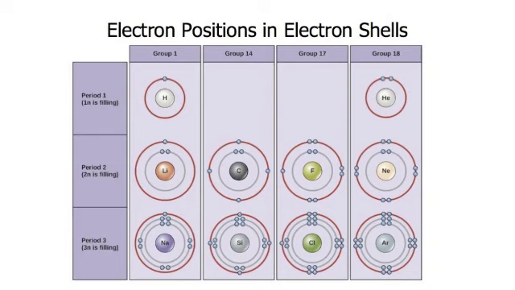I've been using the word valence quite a bit. So when an element has a complete outer shell, we call that valence. If we look at group 18, we see neon has valence. It has 8 electrons in its outermost shell. Well, helium has valence too, but it has 2 in its outermost shell. These are very stable elements. We call group 18 the noble gases, and these elements are very stable.